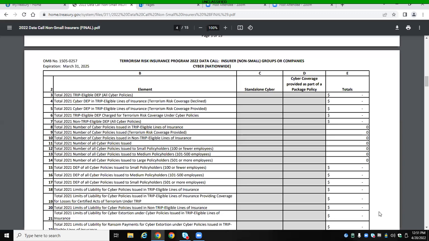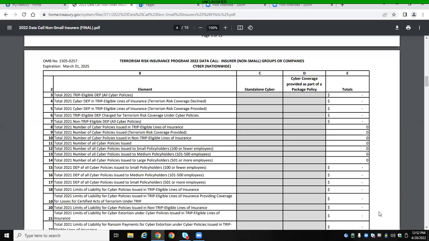Again, we don't really know the answers to these questions. We presume you might have some distinctions there. If you do, that's what we're looking for. If you don't, then that's easier. You simply report the same limit. And again, we are requesting this information separately for policies in the TRIP versus non-TRIP eligible lines.